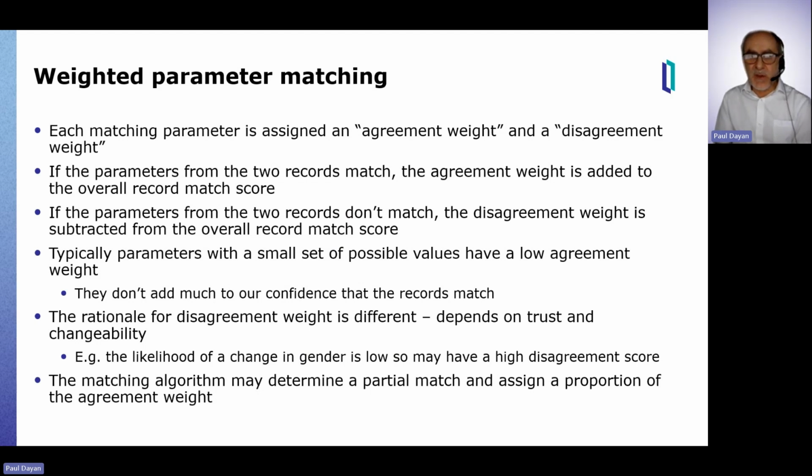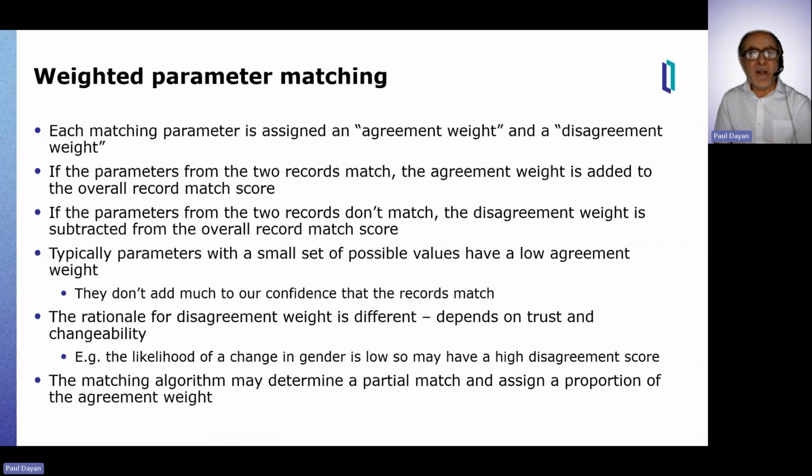How do you decide what agreement weight and disagreement weight to assign to a parameter? For the agreement weight, it's largely based on the number of different possible values. For example, lots of different people have the same gender. So just because two identities match on gender doesn't add much to our confidence that they are the same person. So we give gender a low agreement weight.